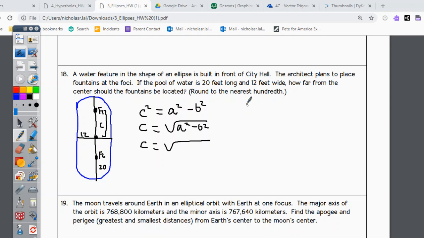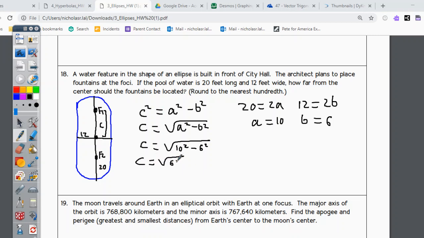Well, what's A? 20 is equal to 2A, so A is equal to 10. And 12 is equal to 2B, the length of the minor axis. So the semi-minor axis is equal to 6. Major axis is 20, semi-major axis is 10. So this is 10 squared minus 6 squared. So that's 100 minus 36. So that means C is equal to the square root of 64. The square root of 64 is 8.